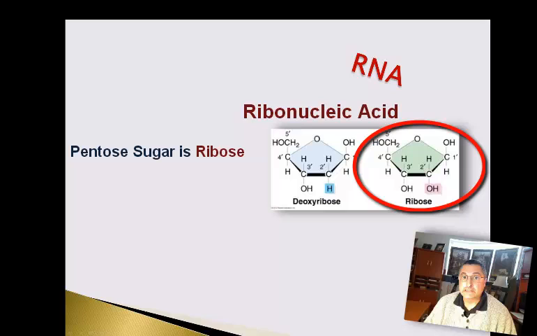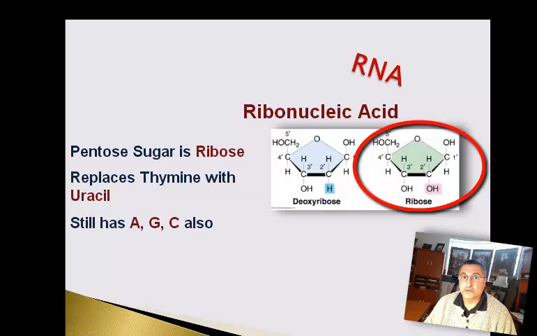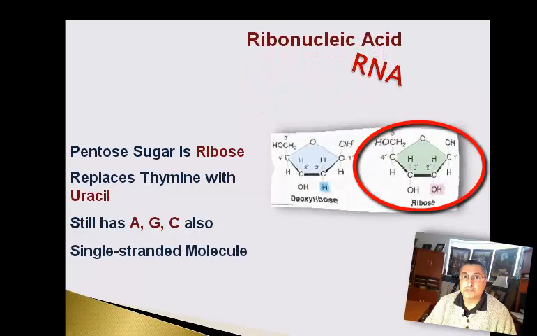Another way it's unique is that instead of thymine as a nucleotide, it's going to have uracil. Now the adenine, the guanine, and the cytosine are also found in RNA molecules. It's just that, remember, the pentose sugar for adenine is going to be a ribose if that nucleotide is going to be found in an RNA molecule.